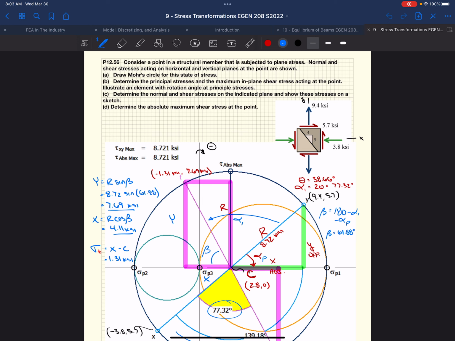X being in compression, I'm going to sit down here, so I'm at negative 3.8, and then that shear stress makes my block rotate clockwise. Thumb pointing out of the page is positive. The positive y-axis is downward, so I'm down here at negative 3.8 and 5.7. Does that make sense? Yeah. Okay, so that's our x and y.